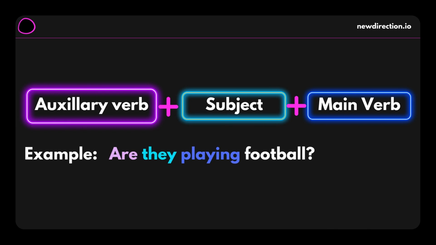Another example, "Are they playing football?" Are is an auxiliary verb, they is the subject, playing is the main verb, while football is additional information for the sentence. And it ends with a question mark.